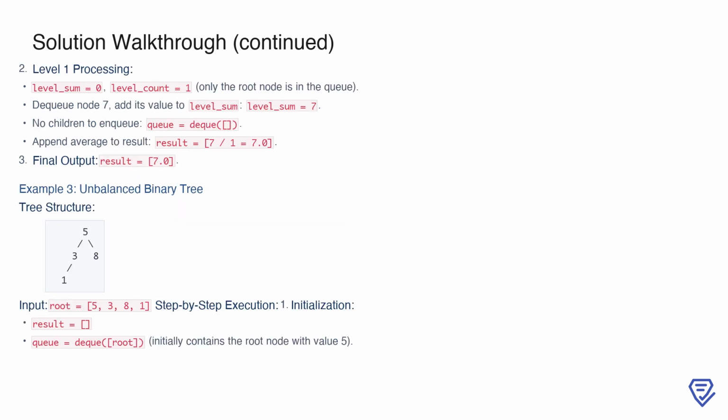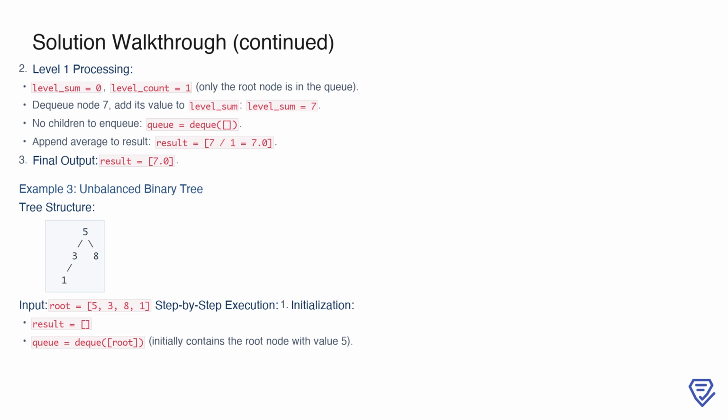Now, let's consider example 2, which is a binary tree with just a single node. The input specifies a tree with only the root node having a value of 7. We start by initializing an empty result list and a queue containing just the root node. In level 1, the queue contains only this single node with value 7. We initialize the level sum at 0 and process the node by dequeuing it and adding its value to the sum. The level sum becomes 7.